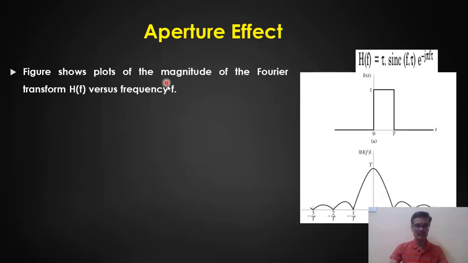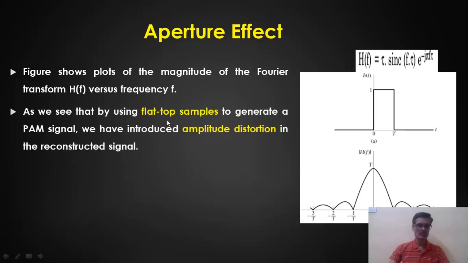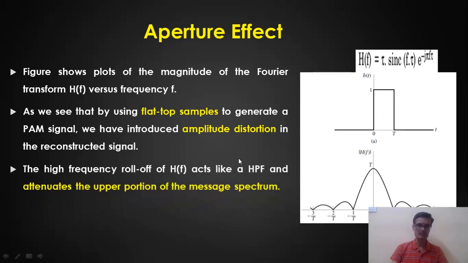So this figure shows the magnitude of the Fourier transform of H of f versus the frequency, as I told. As I go to higher frequencies of flat top samples, we face distortion, isn't it? Amplitude distortion at the higher frequency when I reconstruct it in the receiver, because of this nature of the spectrum for rectangular pulses. This high frequency roll-off acts like a low pass filter and attenuates the upper portion of the message spectrum. That means at the higher frequency we get amplitude distortion.